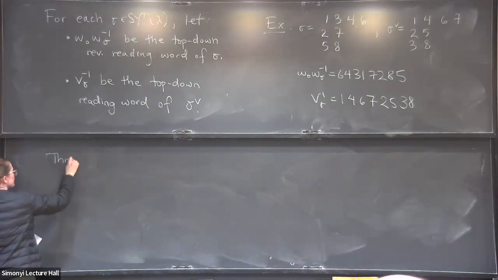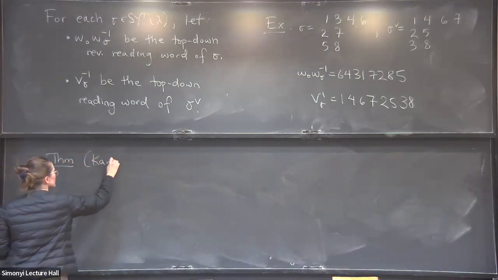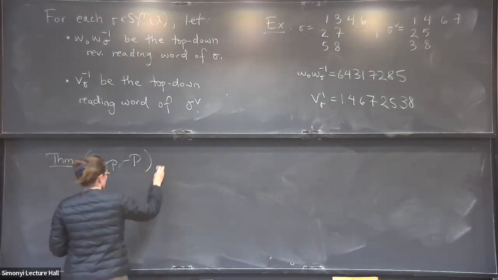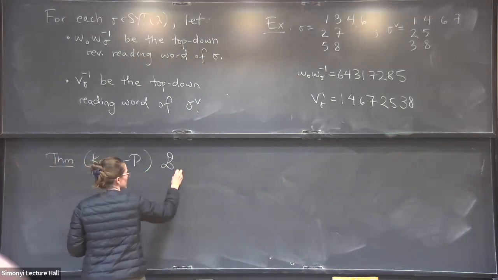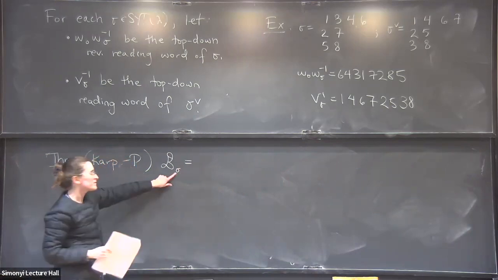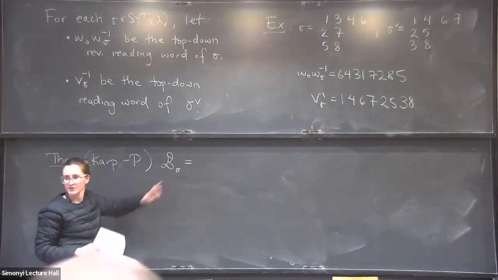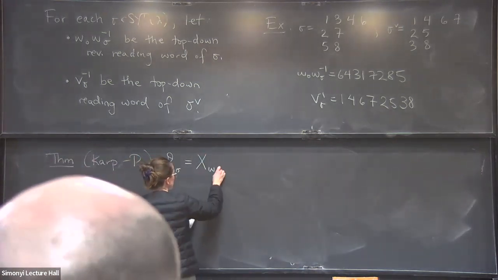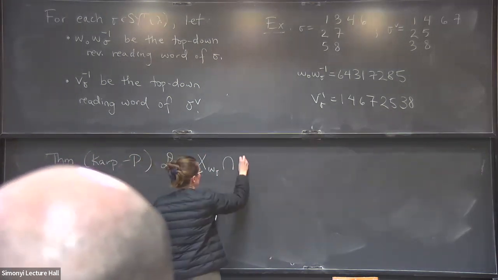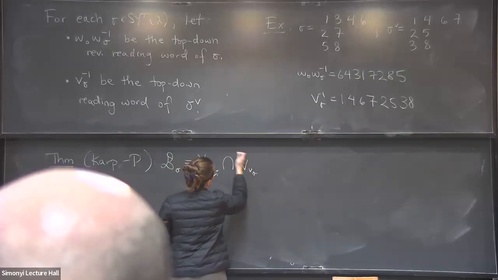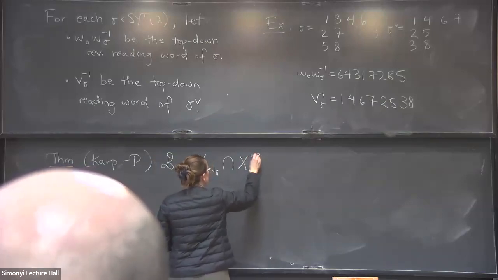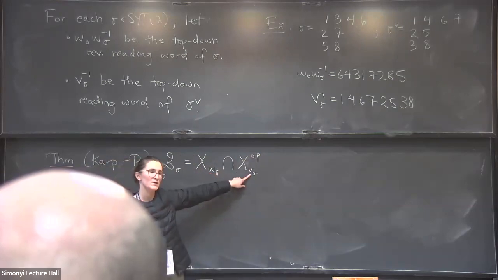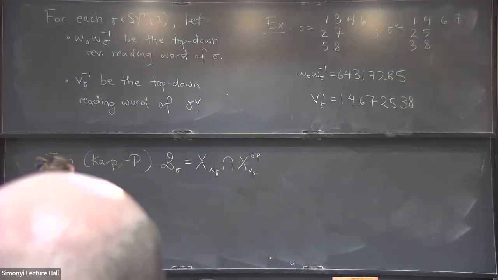So, theorem. The component of the Springer fiber indexed by the standard tableau sigma is equal to the Richardson variety X, the intersection of the Schubert variety for W sigma and the opposite Schubert variety for V sigma, where the permutations are defined like that.